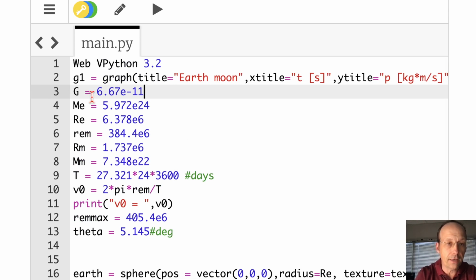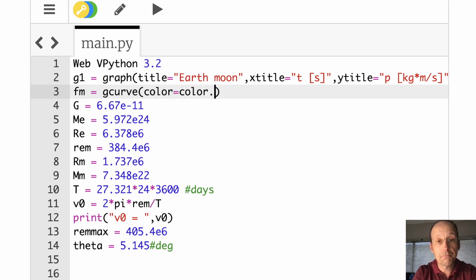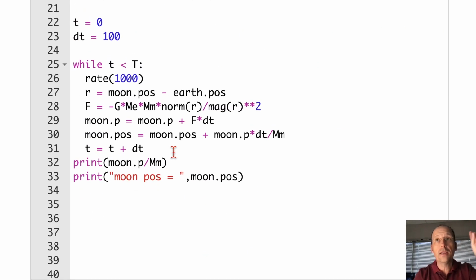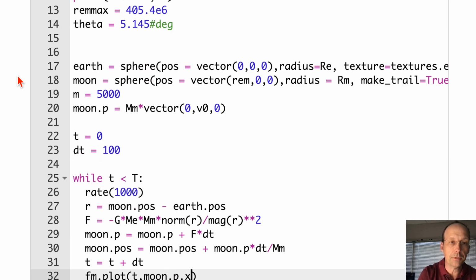Now those are my labels. The actual graph I need to put as another curve. Let's call this fm for the moon. It's a gcurve, color equals color.blue. So it's a blue moon. Get it? Okay. Down here, I want to plot the x momentum as a function of time. It starts off with zero x momentum, but over time... So fm.plot t, moon.p.x. That's the x momentum. Let's just see what happens.